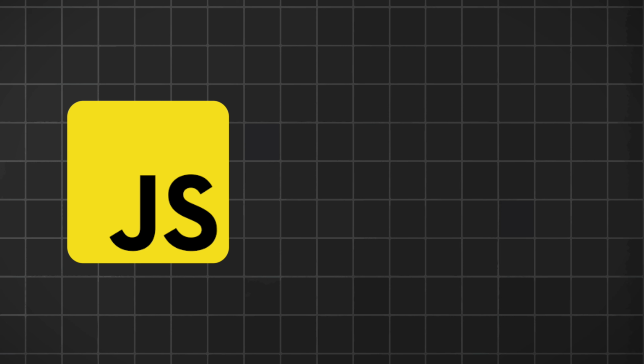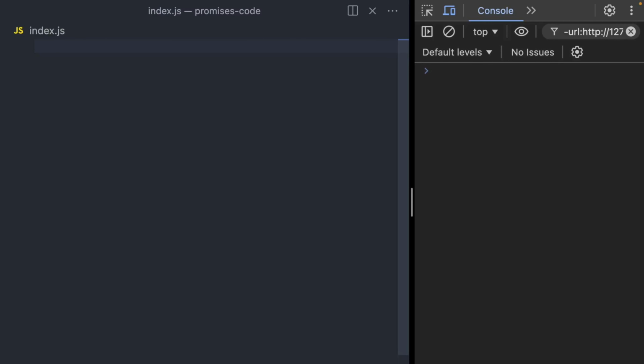In JavaScript, a promise is an object that represents the eventual result, whether successful or not, of an asynchronous operation, allowing you to handle the outcome in a structured way. Let's take a look at why we need promises.